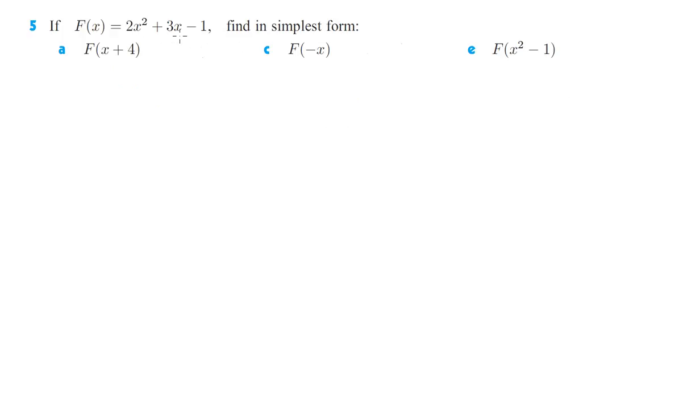If f of x equals 2x squared plus 3x minus 1, find f of x plus 4 in simplest form. So we now have 2 times, wherever there's an x, now it's going to be x plus 4. So it's x plus 4 that goes in there, plus 3 times x plus 4 minus 1. Okay, so distribute, oh wait, this is x plus 4 squared. So we got to square this thing first and then multiply it by 2.